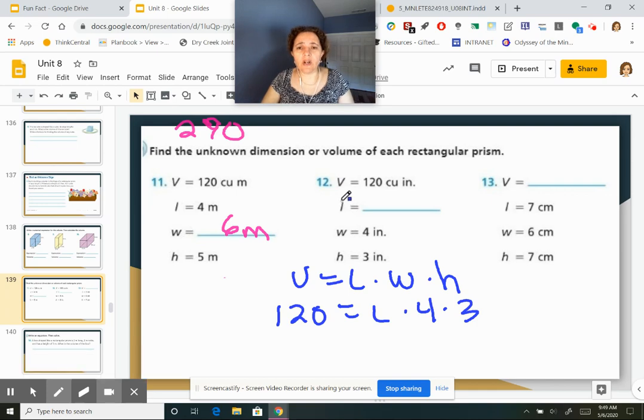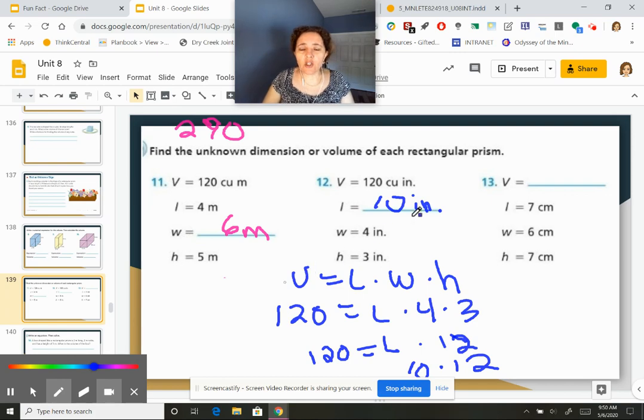Okay, so the next one says volume equals 120 cubic inches. So that's my V, because remember volume equals length times width times height. My length I don't know, so I'm going to leave it as an L. My width is 4 and my height is 3. So now I'm doing it backwards, right? So go ahead and stop the video, solve this one, and see what you come up with. Come back to me after you got your answer.